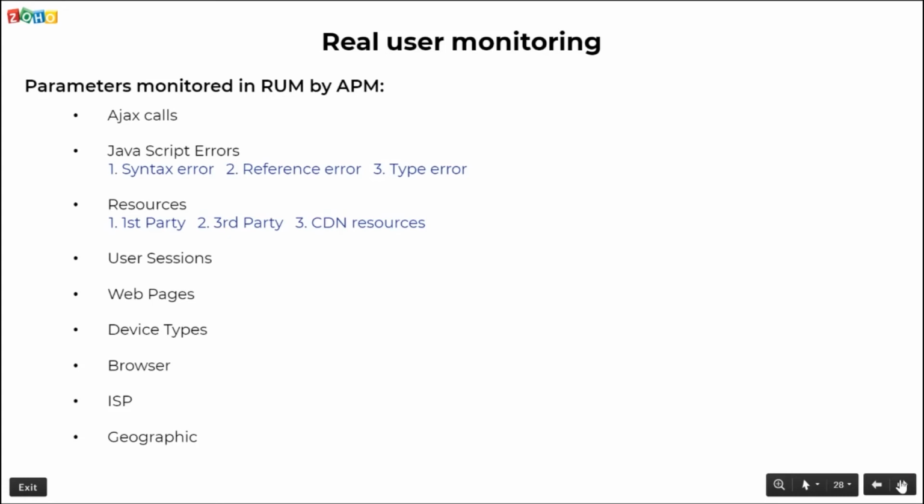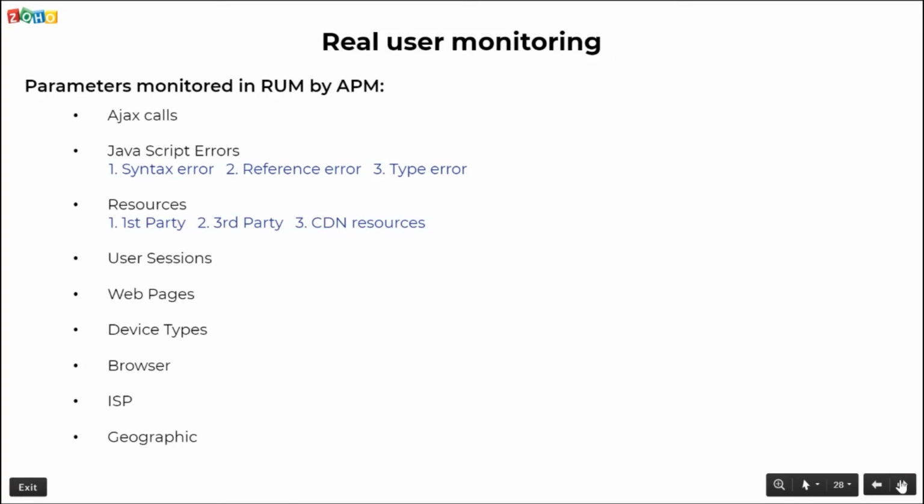Syntax error is nothing but the coding or the programming error. Reference error occurs due to non-existing variables, and the type error is obviously because of the typing, the name itself suggests. Under resource, we collect the first party, third party, and the CDN resources. First party is nothing but the information directly collected from a user. The third party is the information collected when the seller and the buyer interact. CDN connects the resources between the proxy server and the data center.